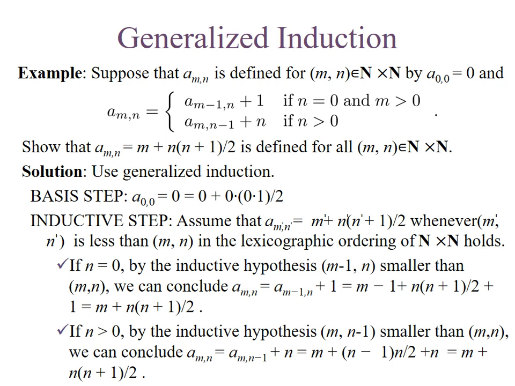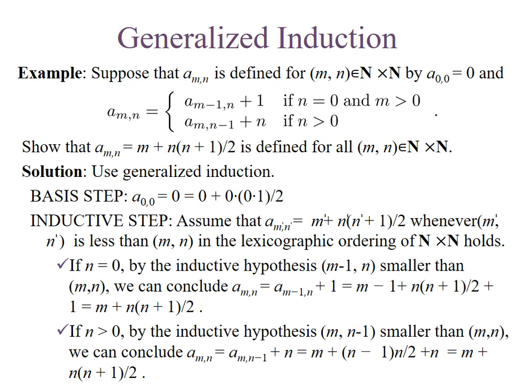Next, for the inductive step, assume that A(m',n') equals n' plus n' times n' plus 1 divided by 2, where the pair (m',n') is less than the pair (m,n) in the ordering. Therefore, if it's less than (m,n), then it follows these properties. So we can calculate with m', n'. Then let's verify this formula for A(m,n).